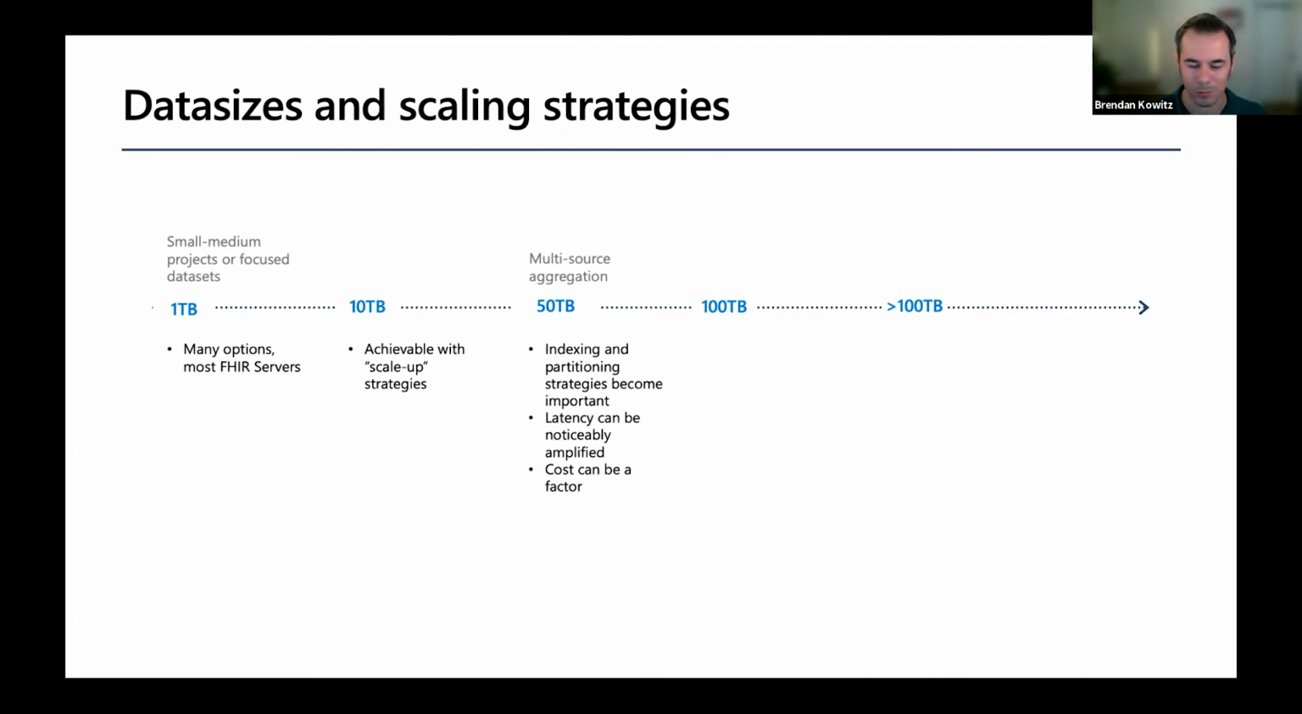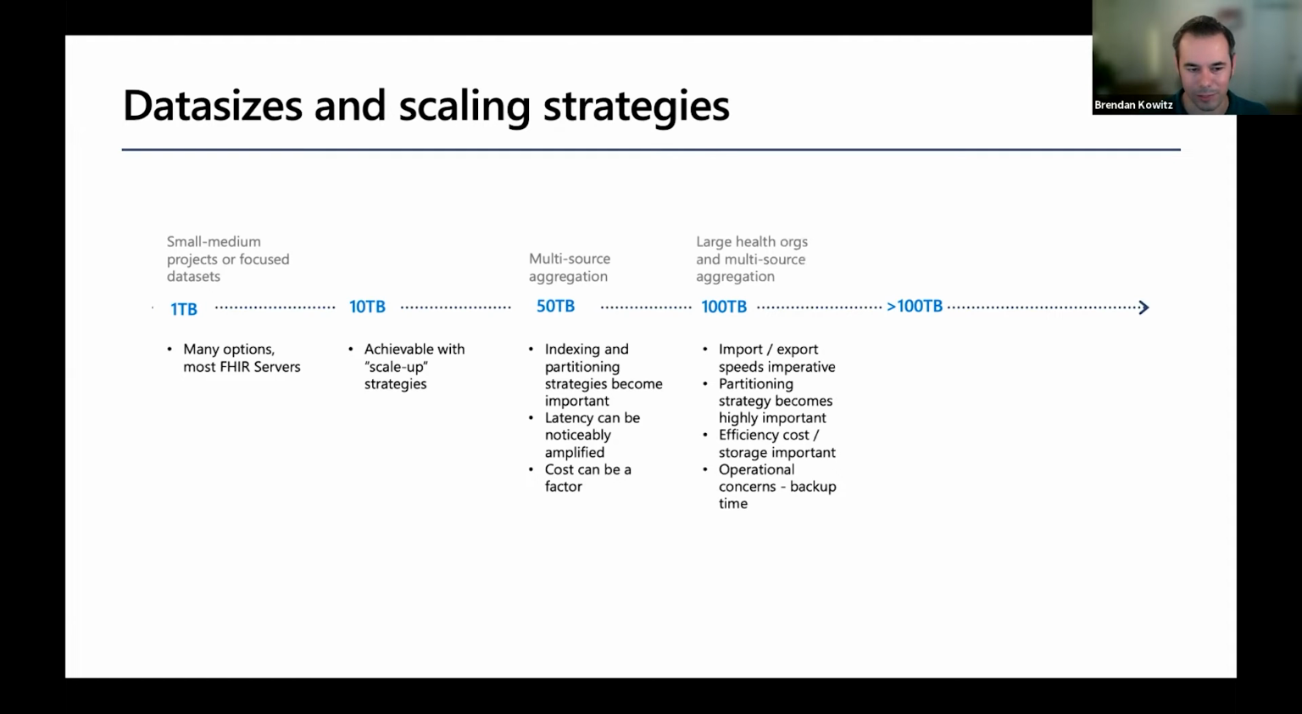So you go from 10 to 50 terabytes. Maybe typical sources here are a multi-source aggregation strategy. Here I think indexes and partitioning become important, because if you get it wrong, latency is now amplified. We just mentioned in the chat, joins start to break. Things start to become noticeable around these ranges. And also maybe cost becomes a factor. Disks, they're cheap, but they're not free. So the way that things are stored can become important.